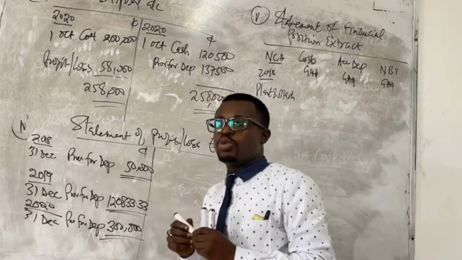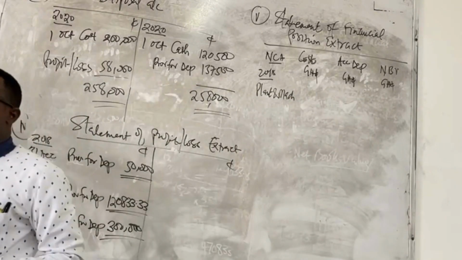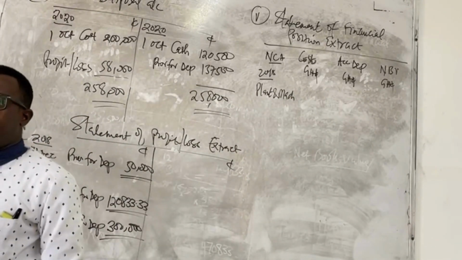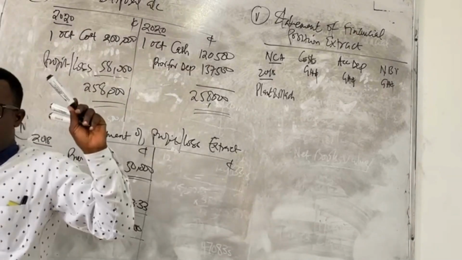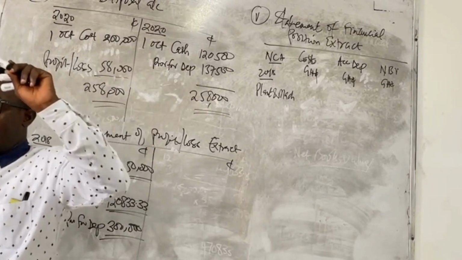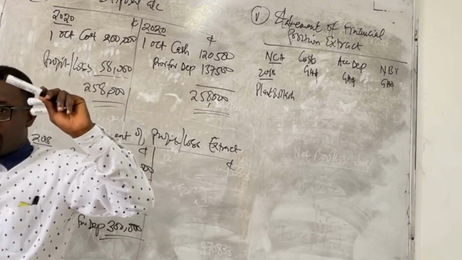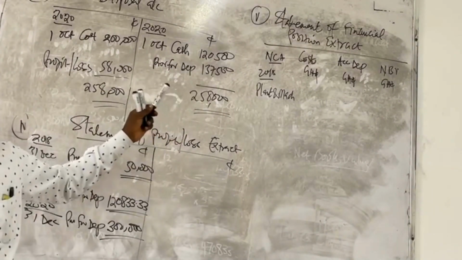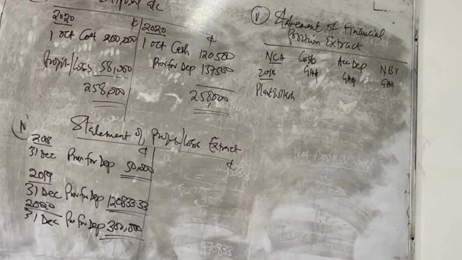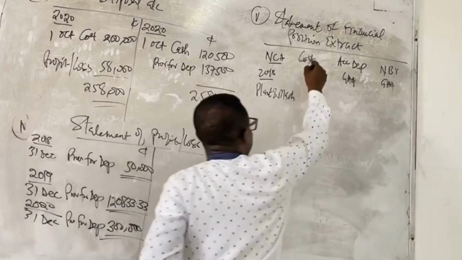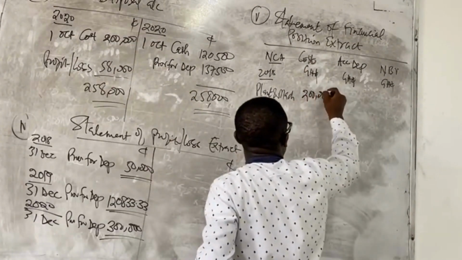What was the cost for the plant and machinery in 2018? This is what we do. You visit the plant and machinery account, search for the balance carried down. Those are the values we are going to record. So in the plant and machinery account, what was our balance carried down? That's what you write at the cost, 200,000.